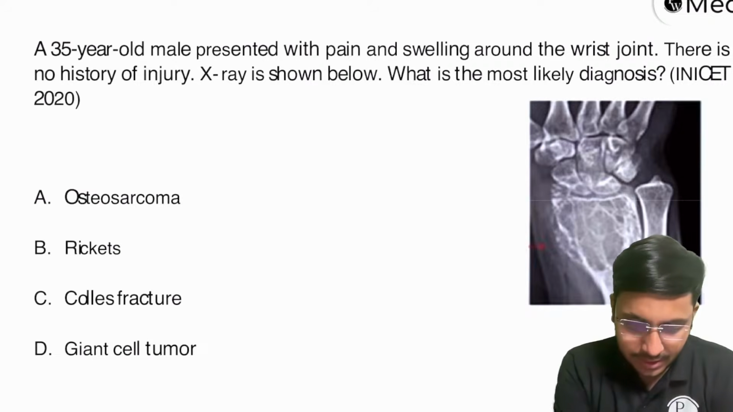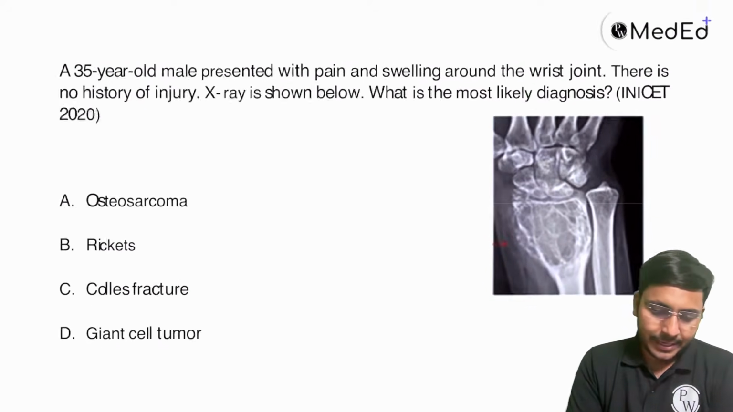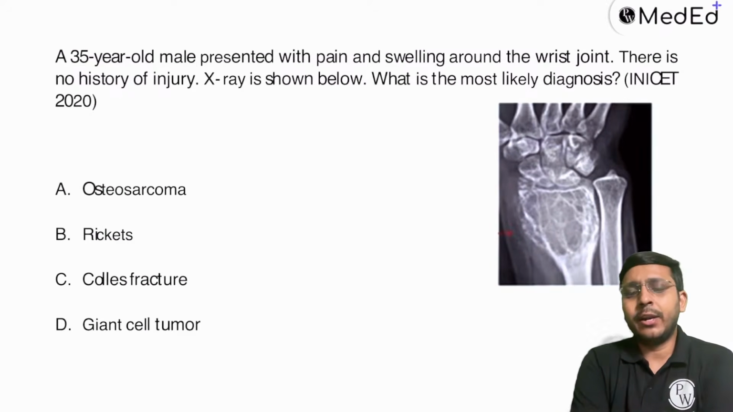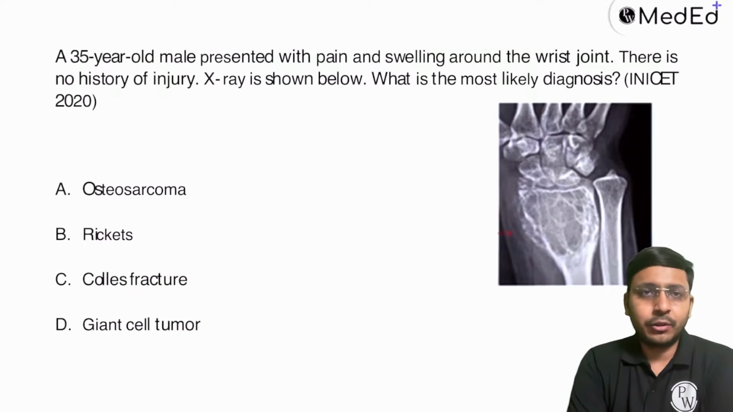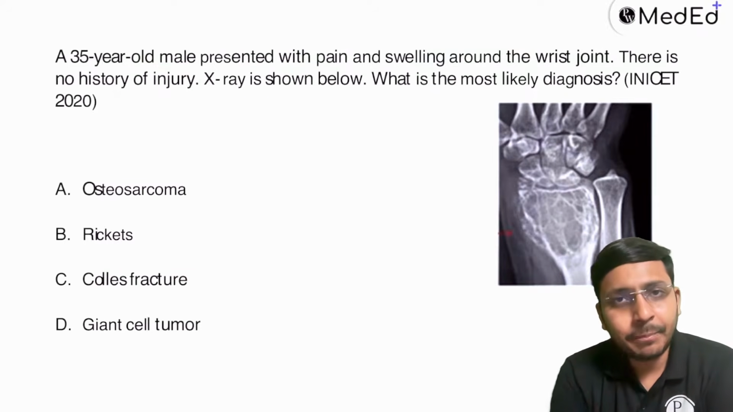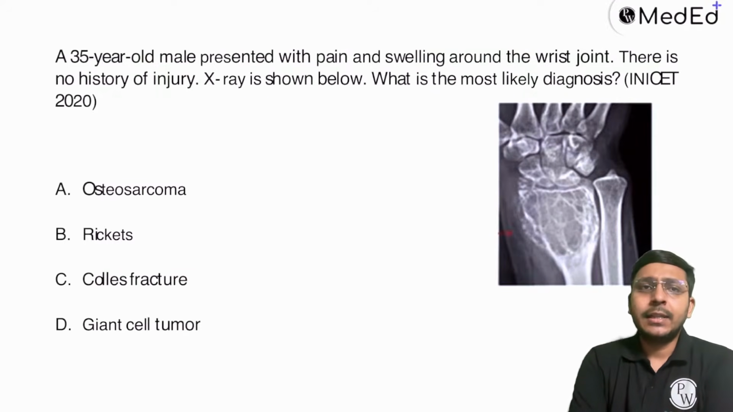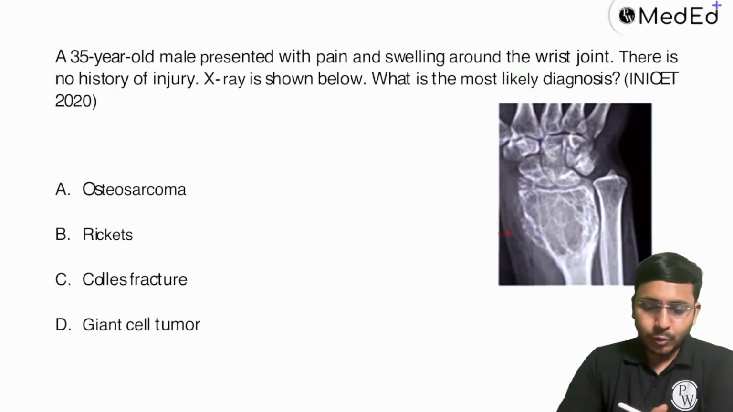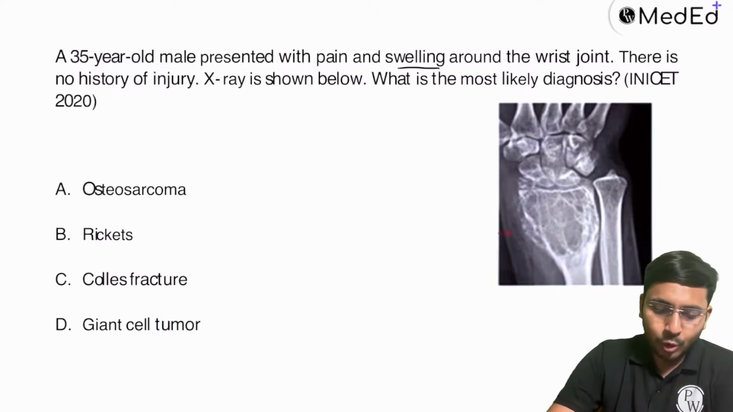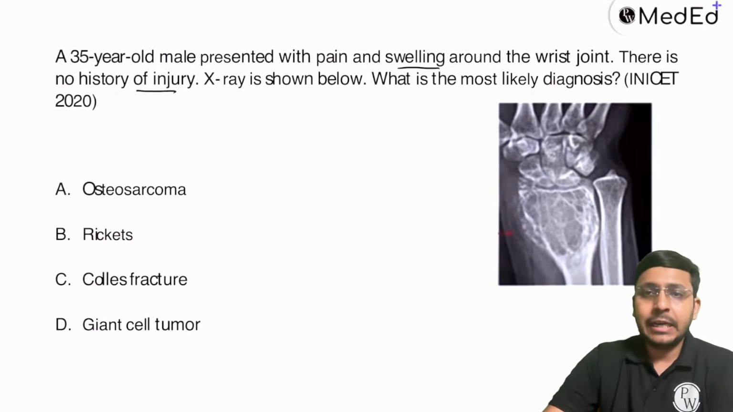The next question, again a very easy question, so I'm not spending a lot of time because this is something you already know and you read it in orthopedics also. A 35-year-old male presents with pain and swelling in the wrist joint. There is no history of injury. X-ray is shown below. What is the most likely diagnosis? So swelling, no history of trauma, so we are dealing with a tumor.